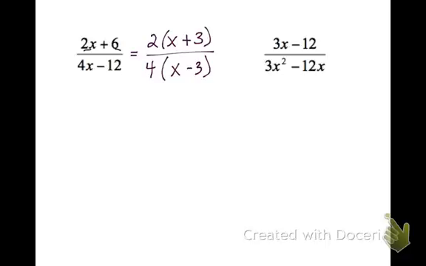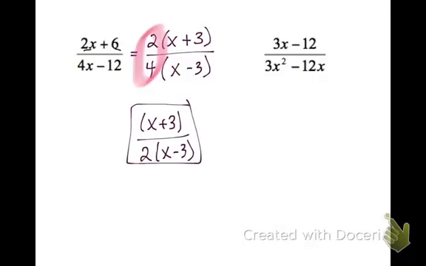Okay, so these look like they might be like terms, but they're not because the signs are different, so I can't simplify them. But I can simplify this 2 over 4. So my final answer is x plus 3 over 2x minus 3. So 2 divided by 4, we get 1/2. You do not need to distribute that 2 back in.